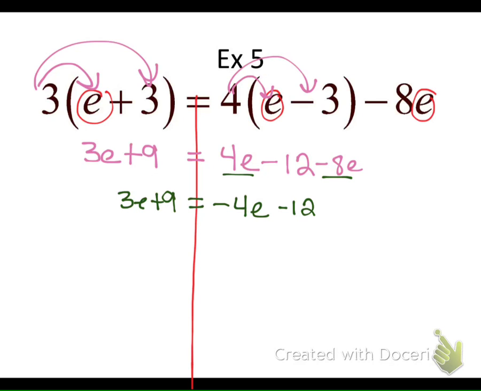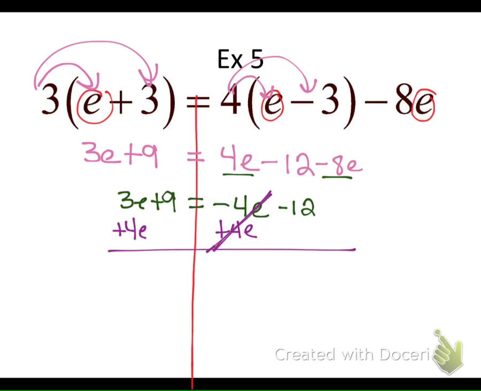Okay? Now what? Why are you doing that? You're exactly right, because you gotta try to get the variable on one side. Nice. And you picked on the little guy because negative 4e is smaller than 3e. So I'm going to add 4e to both sides to get the variables on the same side of the line of equality. That cancels.